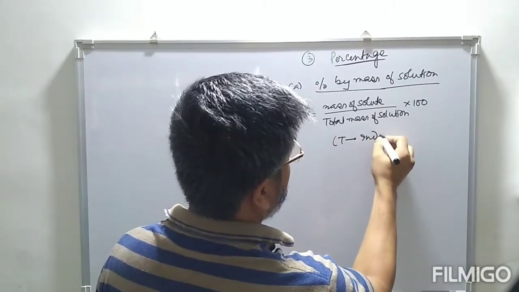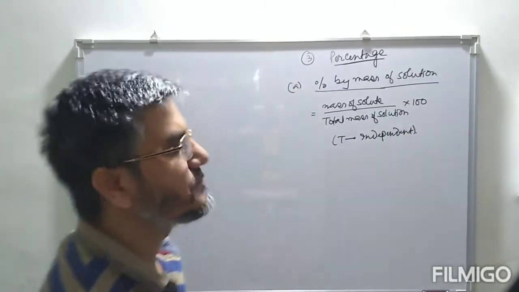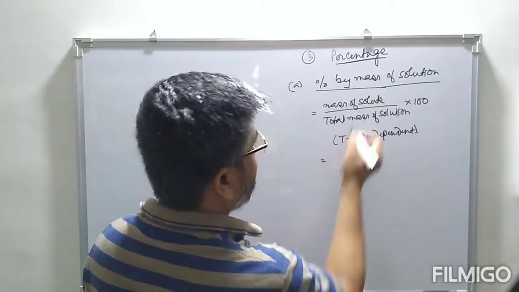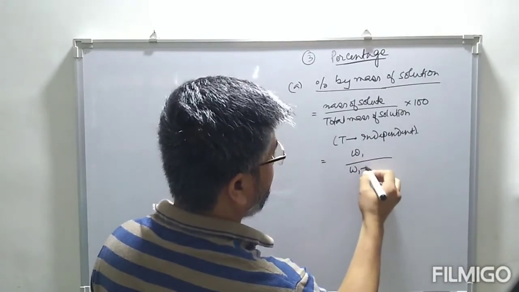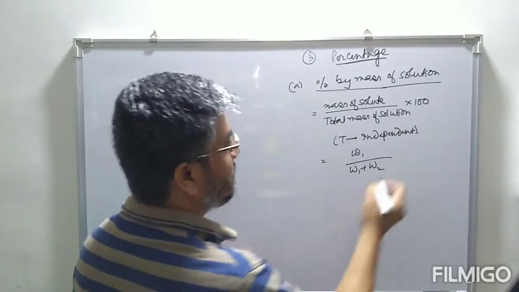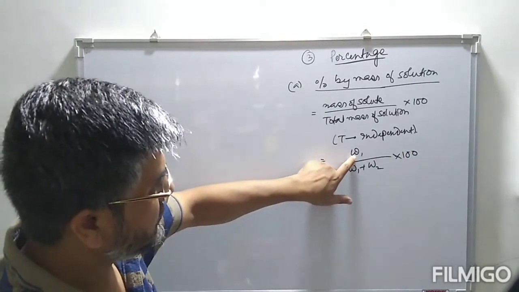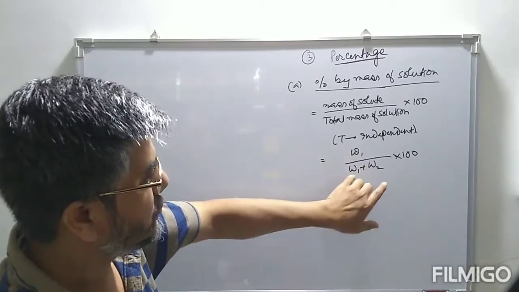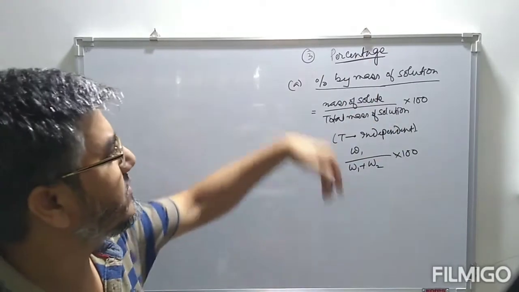Temperature independent. So if the mass of solute is W1, the total mass is W1 plus W2, the mass of solute plus the mass of solvent, that is the total mass, multiplied by 100. So this is the mass fraction.